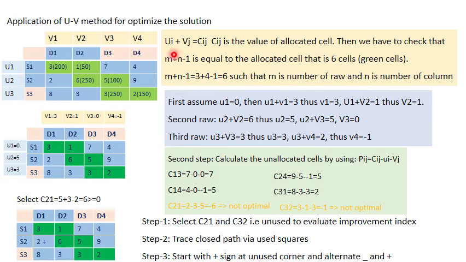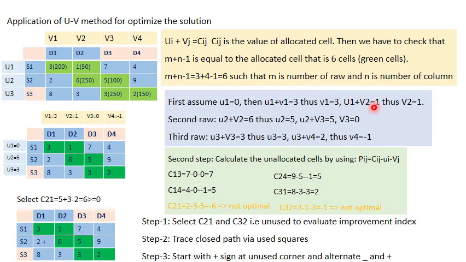Using this formula, we add U1 with V1. V1 is unknown, U1 is 0. 0 plus V1 equals 3, so V1 is 3. U1 plus V1 is equal to 3, and the V1 result is 3. And U1 plus V2 equals 1.